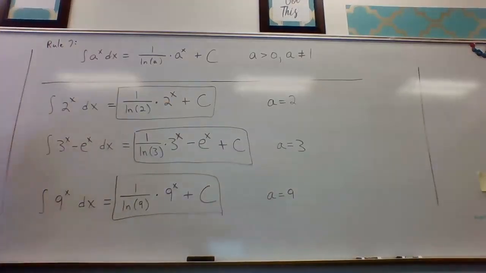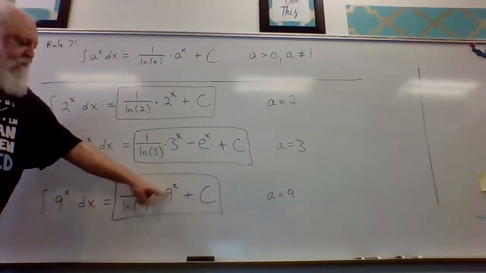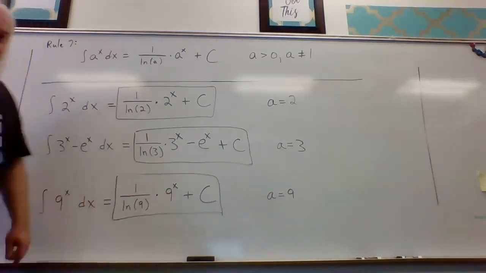Now let's jump to example 3 down here at the bottom of the board. In example 3, you've got to find the antiderivative of 9 to the x with respect to x. Well, a in this case, right, is equal to 9. And so from our formula up here, the antiderivative of 9 to the x with respect to x is 1 over the natural log of 9 times 9 to the x plus c.